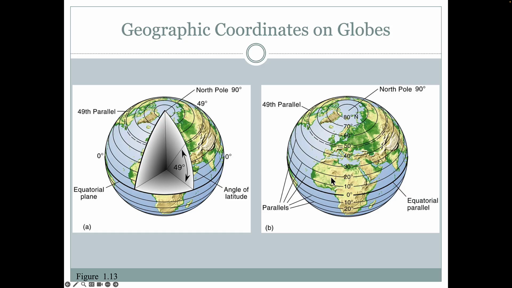And these lines are sometimes called parallels because they never intersect each other. So lines of latitude and lines of parallels both mean the same thing when we talk about geographic coordinates on a globe.